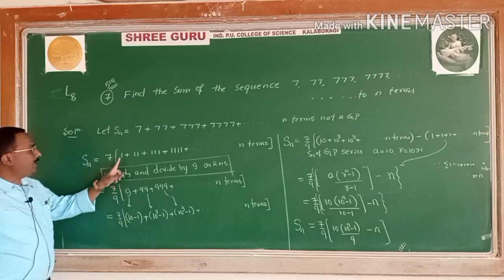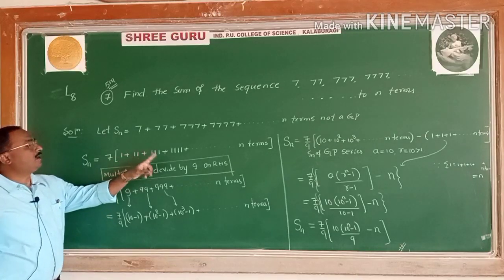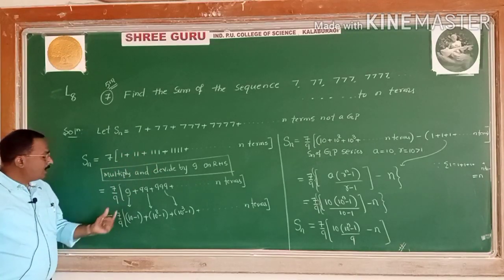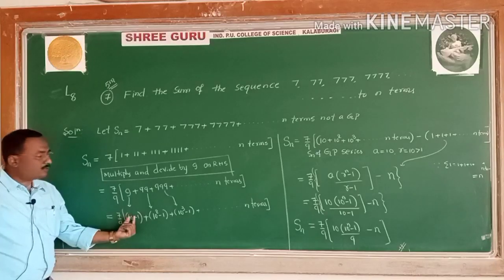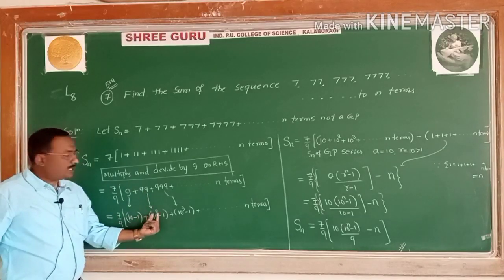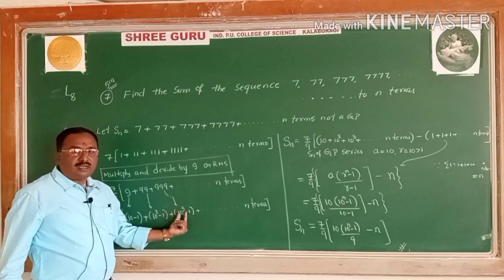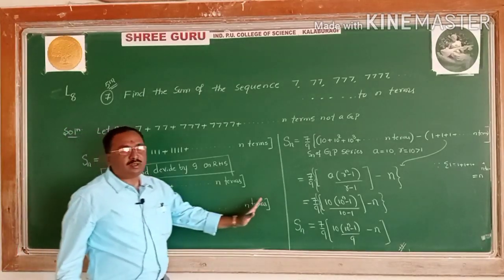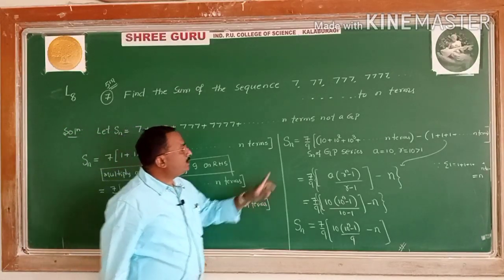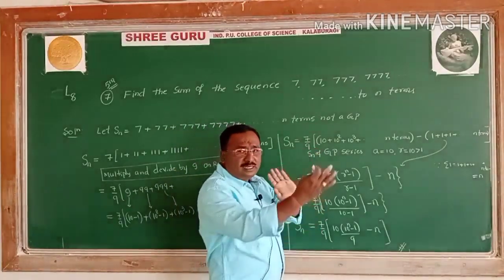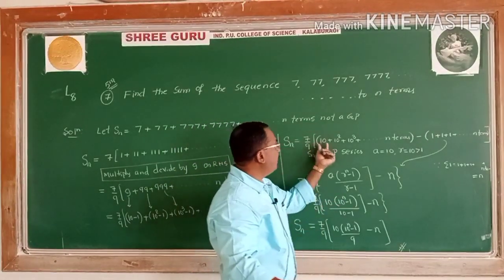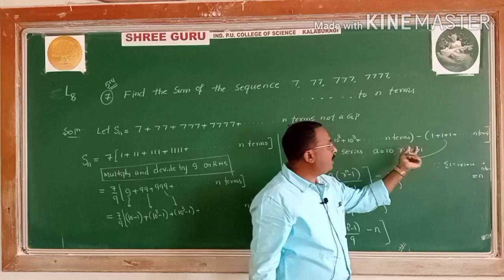Multiply and divide by 9. Divided by 9, and multiplied by 9, we get 9, 9, 9 and so on up to n terms. Here 9 can be written as 10 minus 1. 99 can be written as 10 square minus 1. 999 can be written as 10 cube minus 1, and so on up to n terms. Next, 7 by 9 stays as it is. 10 terms on one side, 1 terms on one side: 10, 10 square, 10 cube up to n terms.